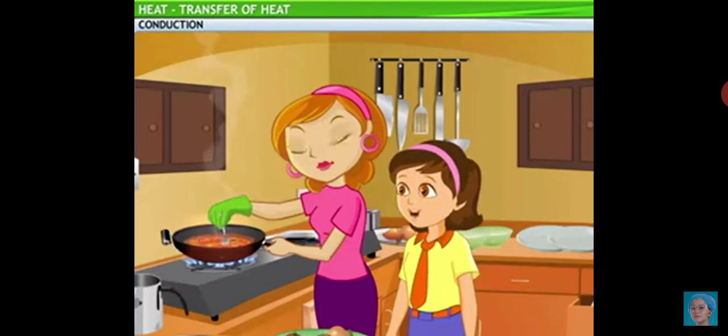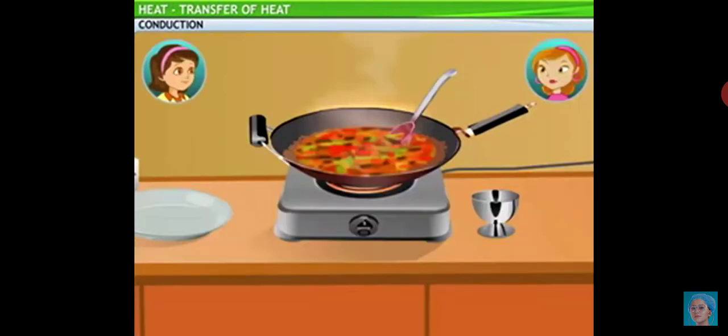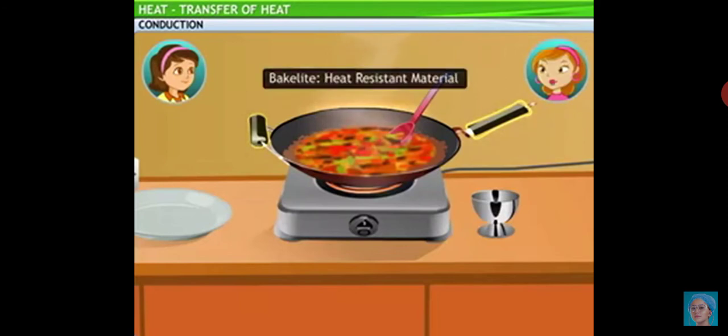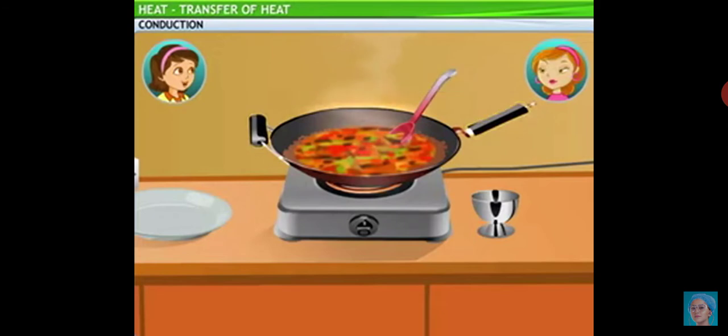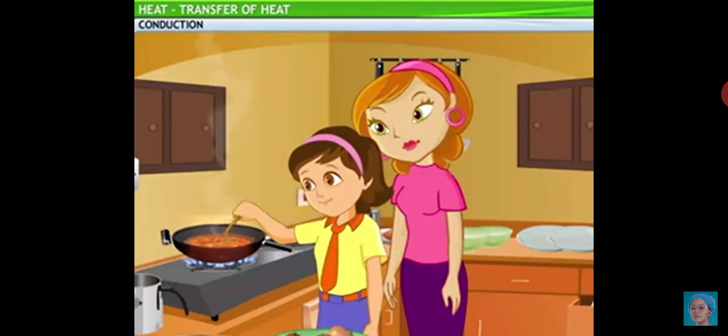Mom, how could you hold those handles? Didn't the heat sting your hands? Don't worry. The handles of this wok are made of bakelite, a heat-resistant material. These handles don't get hot. I don't understand. Here, I'll show you what I mean. I have replaced the steel spoon in the wok with a wooden spoon. Try stirring the stew using this spoon. You don't need to use gloves. Really? Yeah, you're right. It doesn't feel hot at all.